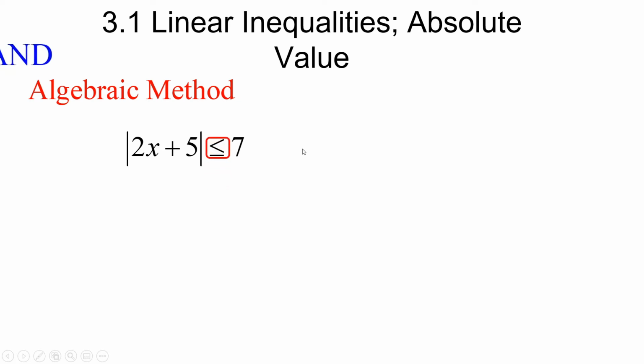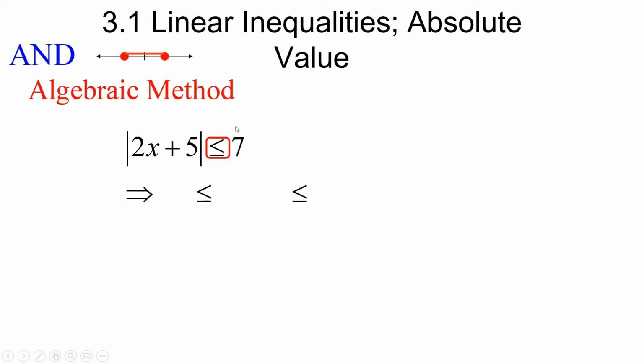Less than or equal to, less than means that my graph is going to be an interval within 2 points. Something like that right there. And also solid dots because of the equals. All right, so let's set it up.